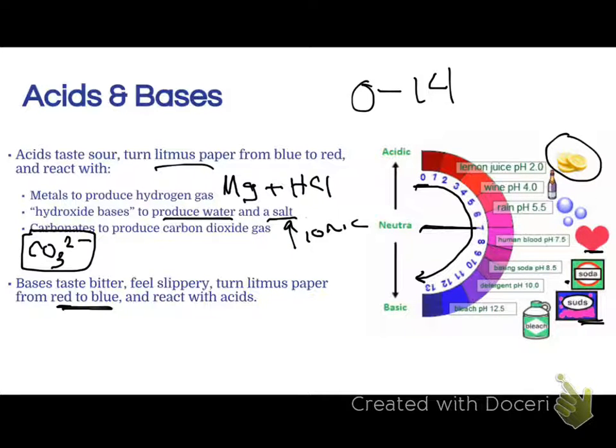Your laundry soap has a pH somewhere around 10. That's why you should keep laundry soap away from little kids. It's not good for them to eat it. Bleach is really, really high in pH, 12.5. Ammonia is even higher than that. So lots of familiar products are acids and bases.